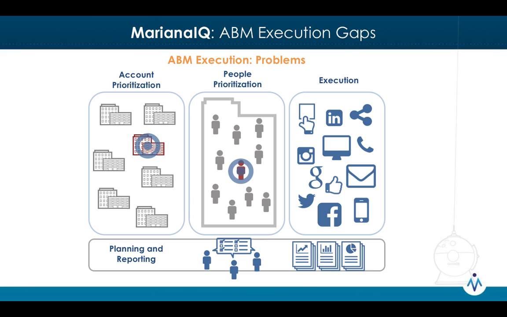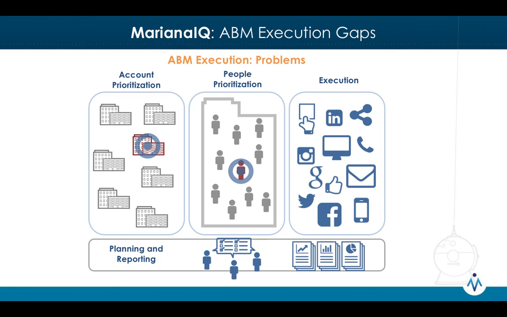So the problems that we used to run into were trying to figure out which account to go after and who within the account to go after. And finally, how do we surround them, or how do we find them on various channels? How do we use different kinds of marketing to sway their minds? And that is the problem that we are trying to fix at Mariana, these execution problems associated with account-based marketing.